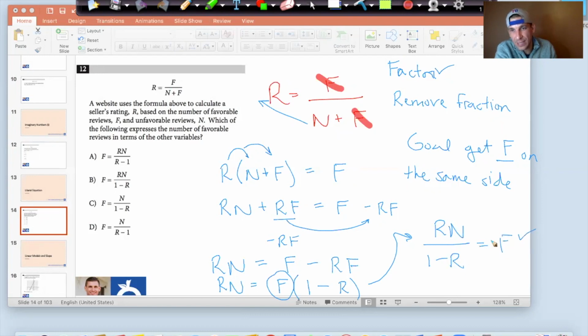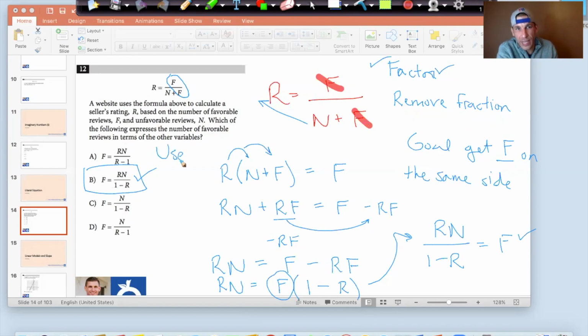I got f by itself, which was my goal, and I'm going to look down, and it looks as though it's going to be b, right? Rn over 1 minus r. Other quick tip, just in terms of as you're doing literal equations. So my first quick tip was, whenever you have the designated variable of what you're trying to find in your numerator as well as your denominator, you almost always need to be prepared to factor, because your goal is to get them on the same side. So in order for you to do that, you're eventually going to have to move it out and factor it in some way.